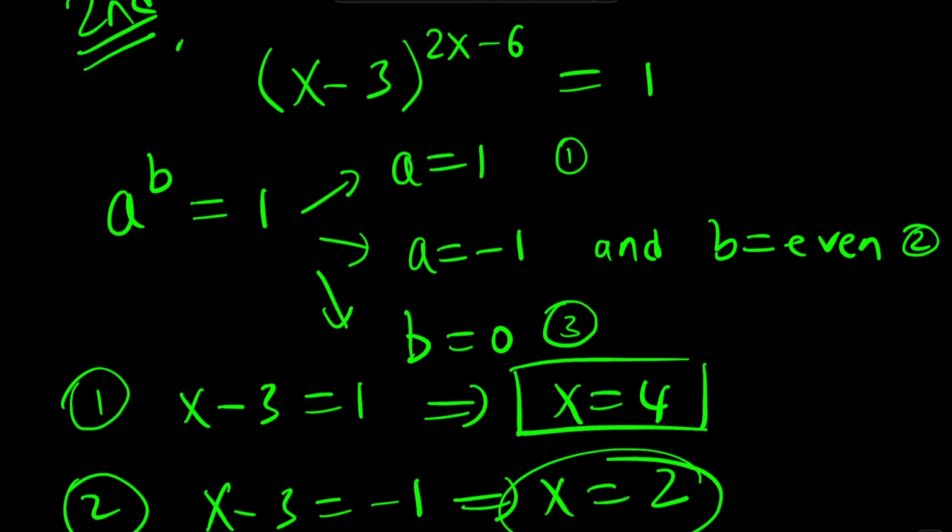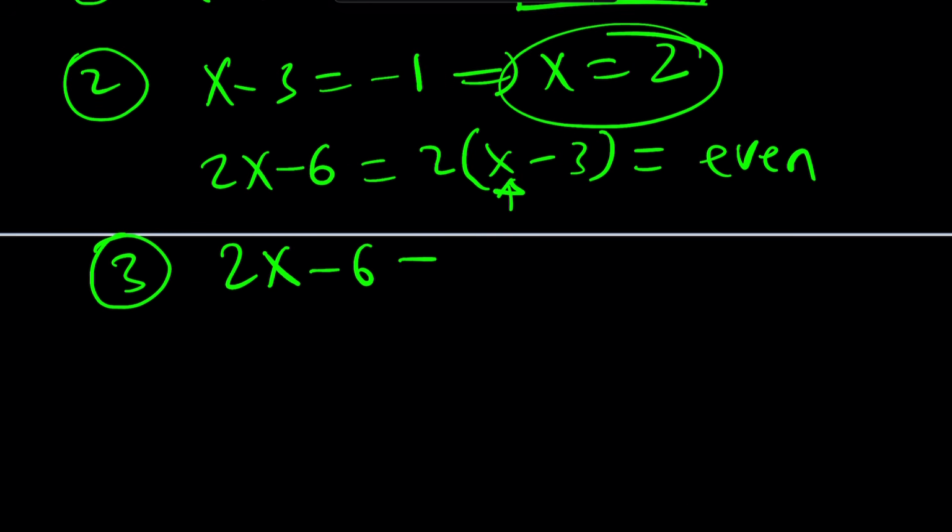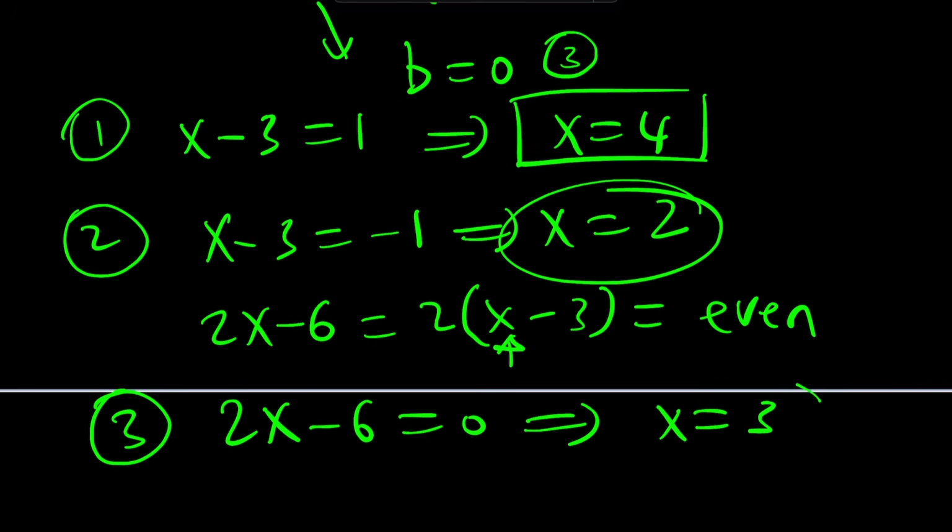And then the third case is where we set the exponent, which is 2x minus 6, equal to 0. And as you know, from here we get x equals 3, but we also get 0 to the power 0, but who cares, right? At least I don't.